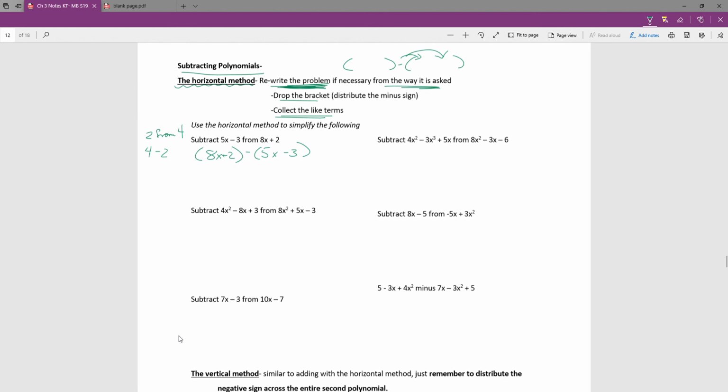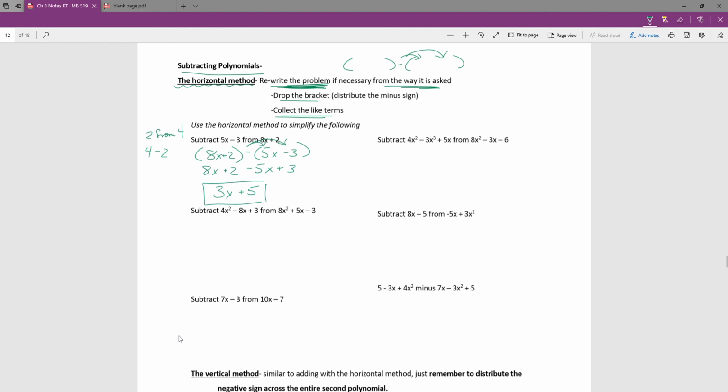So now that we have it rewritten, we have this distribution of the negative sign. That's how we drop our brackets. So the first brackets we can just drop. The second brackets are going to have the sign switched on each of the terms. So after we've dropped the brackets, now we can collect up our like terms.